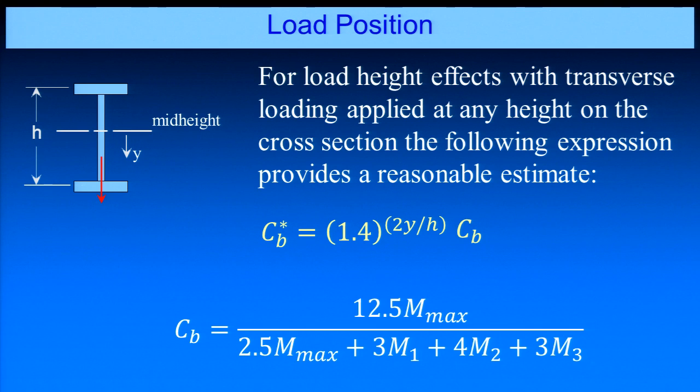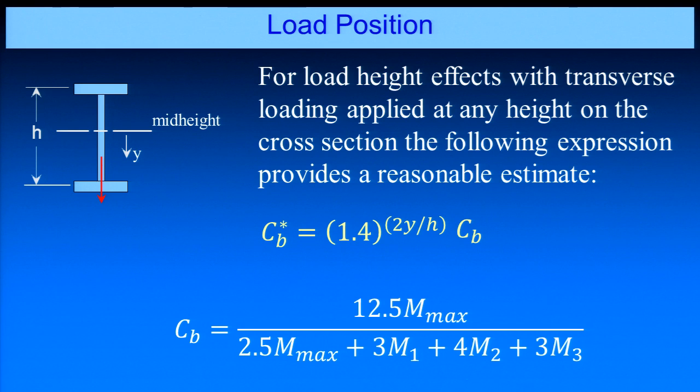We looked a little bit at that. Instead of his equations, we just found that if you use this constant 1.4 and raise it to the exponent 2y over h, times your normal C sub B expression here, it does a very nice job of predicting the effects of load position.